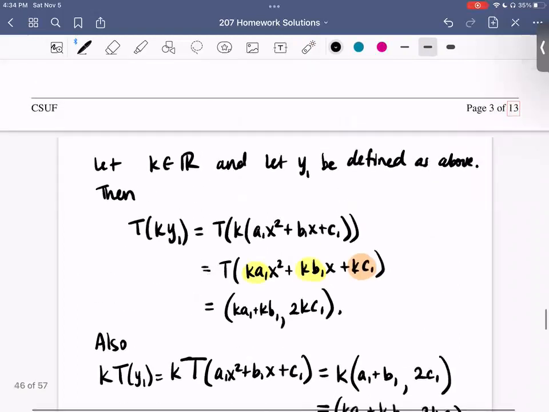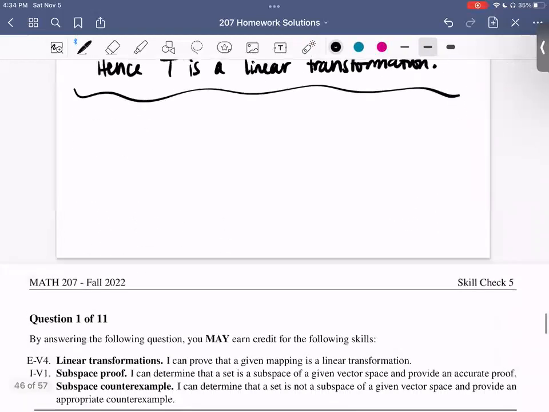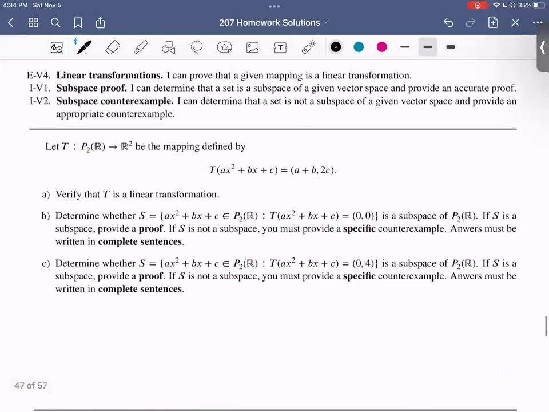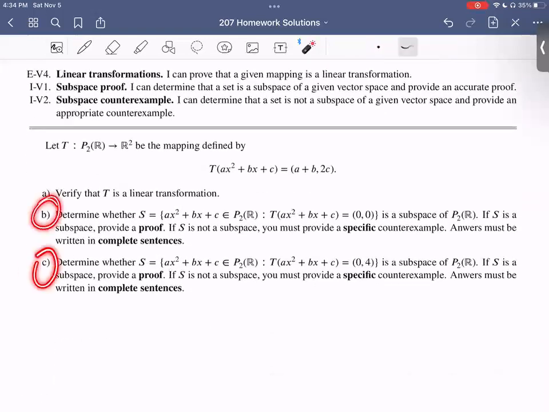Okay, let me go down to this page now where I've got the question again, because I want to go over parts B and C as well. So if you just wanted to look at part A, you can turn the video off. But that's how you verify that something's a linear transformation.